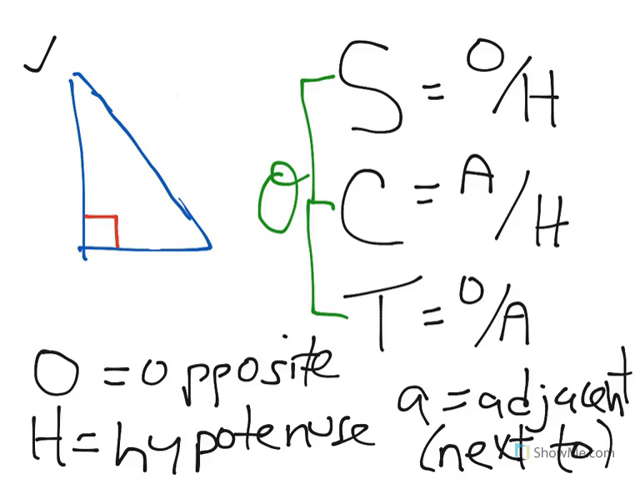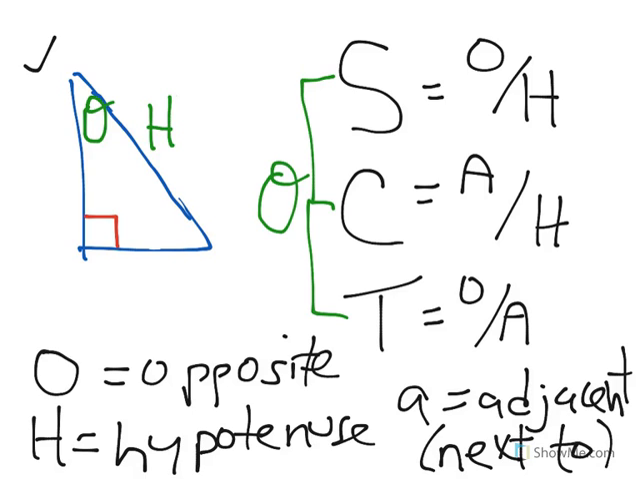Let's try a similar triangle, but a different angle. So here we are, we're back with our exact same triangle as before, but this time I'm going to say that my angle of investigation is that angle up there. Now, what is our hypotenuse? Well, since it's the same triangle, the hypotenuse is not changed. It's opposite the right angle. What now is our opposite side?